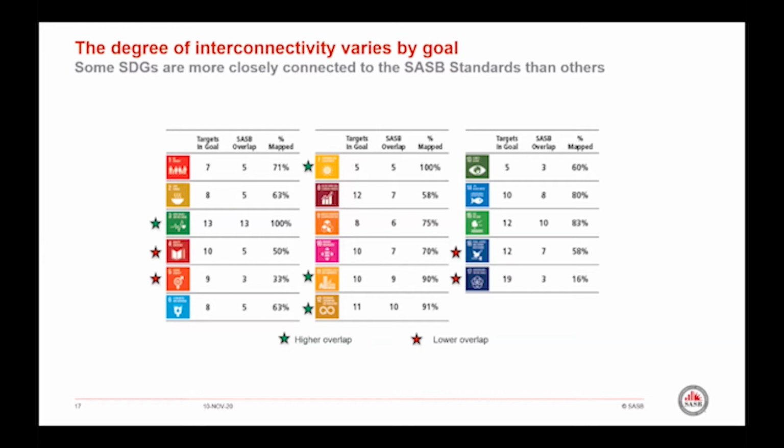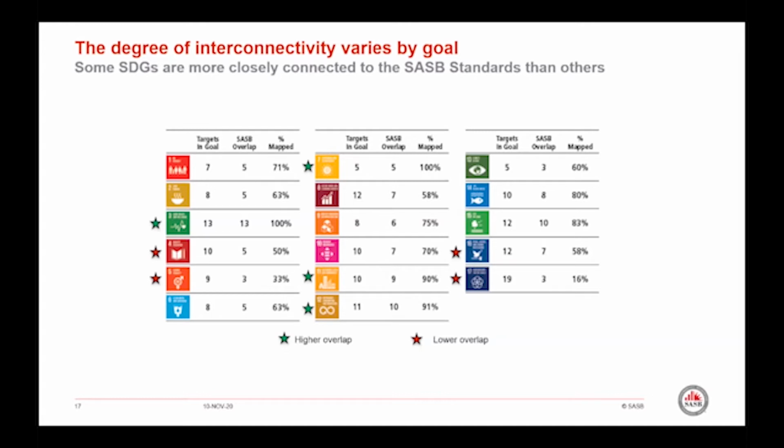Meanwhile, on the other end of the spectrum, there are certain SDGs that don't have that high degree of interconnectivity. For example, you can think of SDG number 4, which focuses on quality of education, SDG number 16, which focuses on peace, justice, and strong institutions, and SDG number 17, which focuses on creating partnerships for the goals. As you can see again from the results in this table, these SDGs are not particularly aligned or interconnected with the SASB standards like others are.